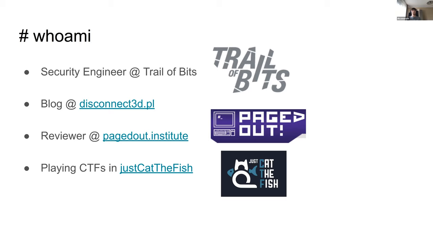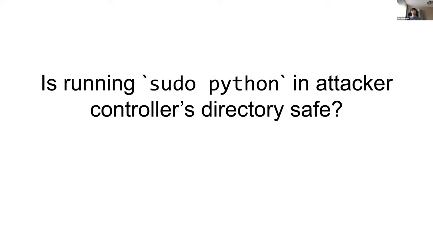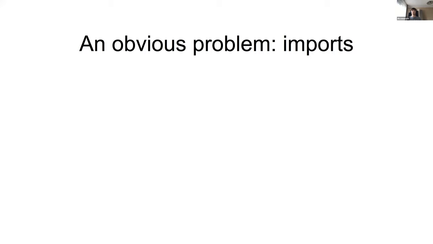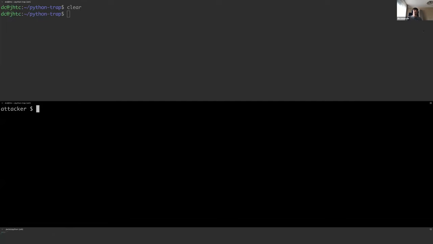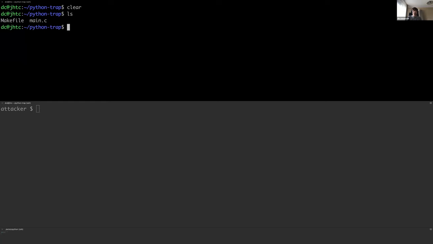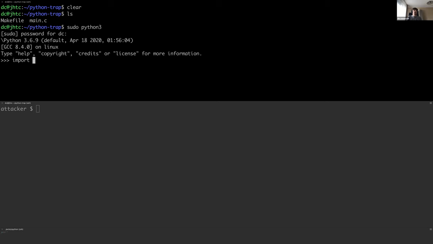Okay, and the main goal of my talk is to answer a simple question, which is: is running sudo Python in an attacker-controlled directory safe? So this could be, for example, a directory where you as an attacker can upload files and then an administrator of a server runs sudo Python in that directory. And so an obvious problem here is imports. For example, if the administrator would do import requests in that directory, and we can see it here. So here I have some directory that has two files that we'll look at later. And if I try to do sudo python3 and then import requests, then the requests library is basically loaded and it's okay.